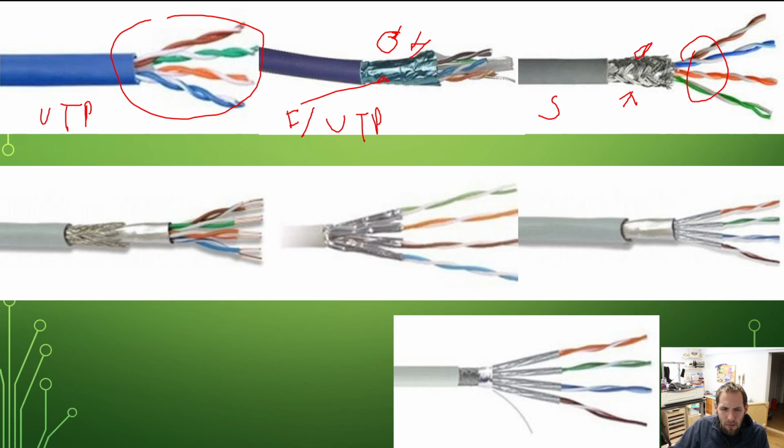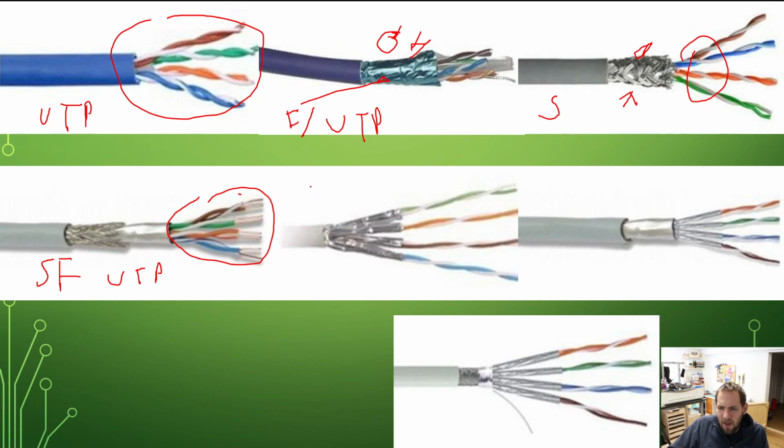And then down here we have SF, which is our shielded and foil. And again, this is still UTP, unshielded twisted pair. That's because, again, the pairs themselves have nothing special about them. We just have shielding and foiling on the outside.